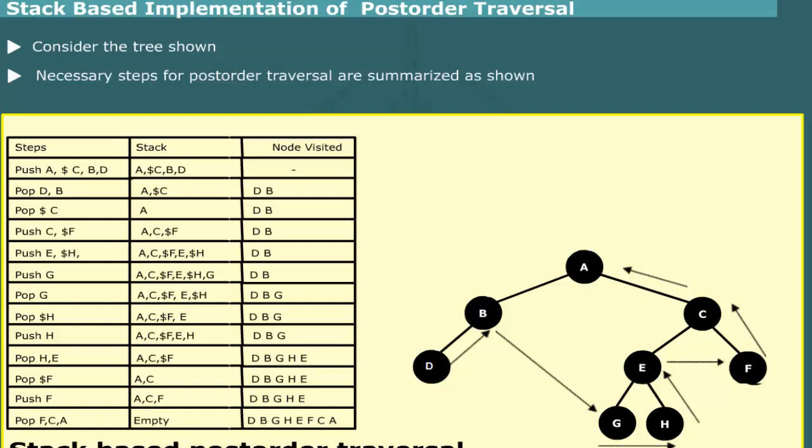The necessary steps for traversal are summarized as: push A, $C, B, D. Pop DB, pop $C, push C, $F, push E, $H, push G, pop G, pop $H, pop HE, pop $F, push F, pop FCA. Finally, the post-order traversal is DBGHEFCA.